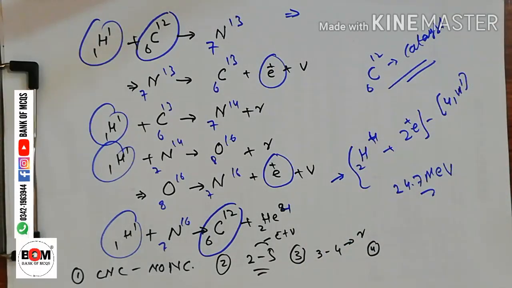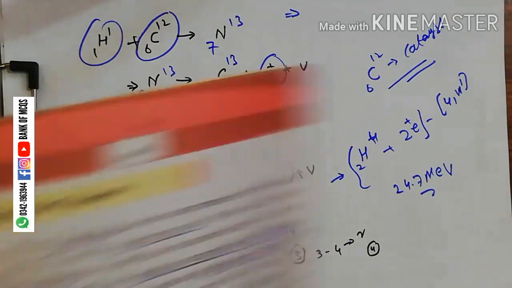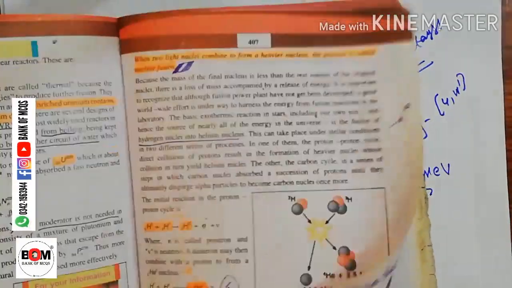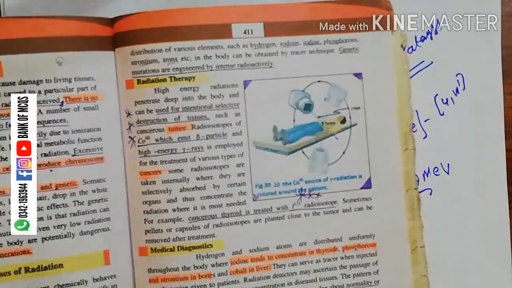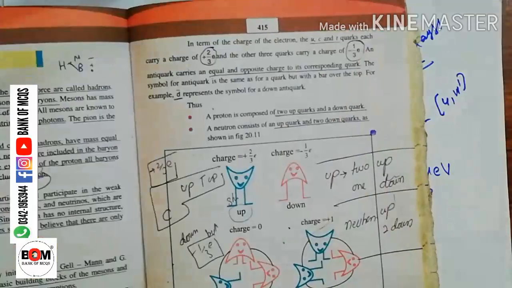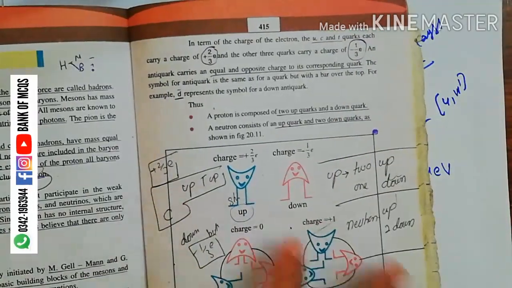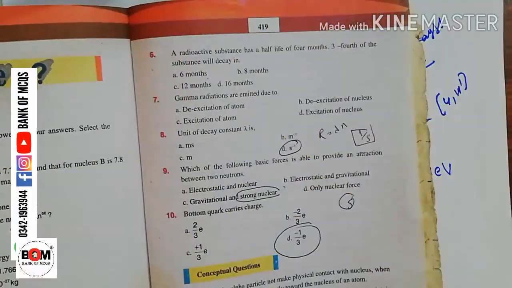So this was all about fission and fusion reactions. The rest of the chapter is just theory, so it is just a piece of cake.